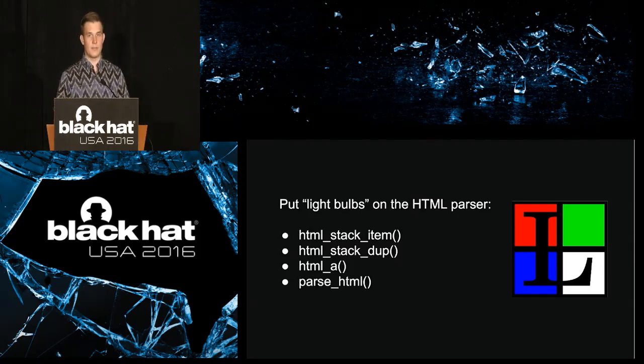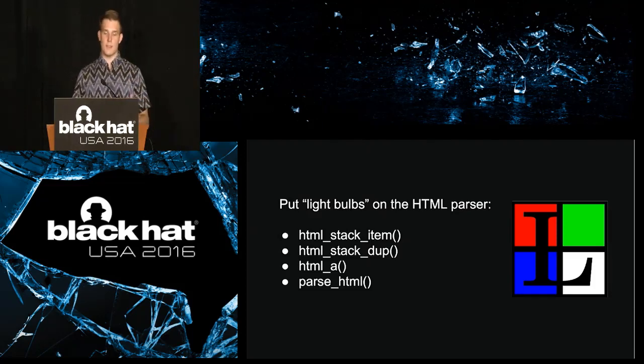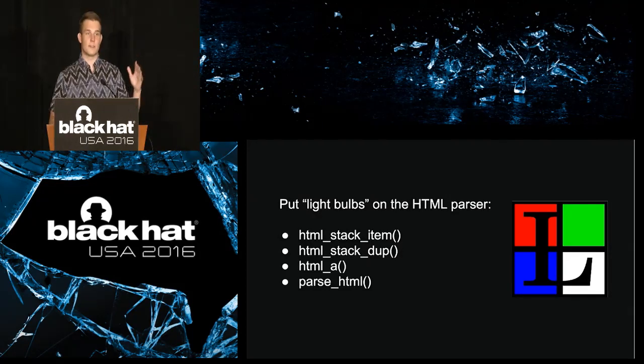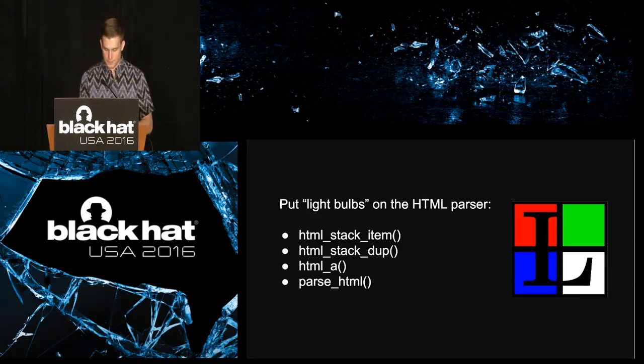So what I ended up doing was writing an automation tool where you just give it a list of functions. In the lynx case, I just gave it the list of all the functions in the HTML parser. And what it gives you back is a list of 4 or 5 locations that you can put light bulbs on, and they'll be good at distinguishing the inputs.